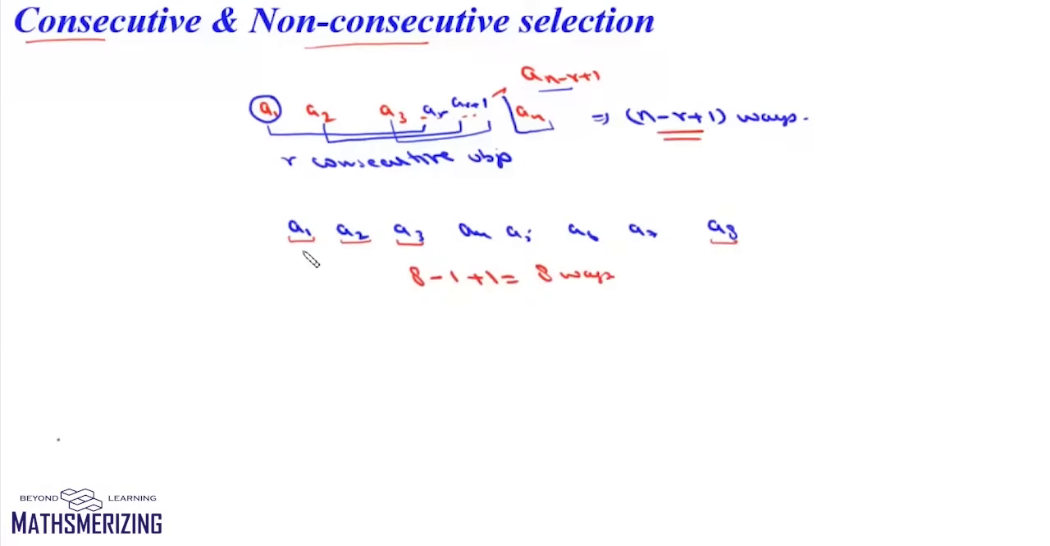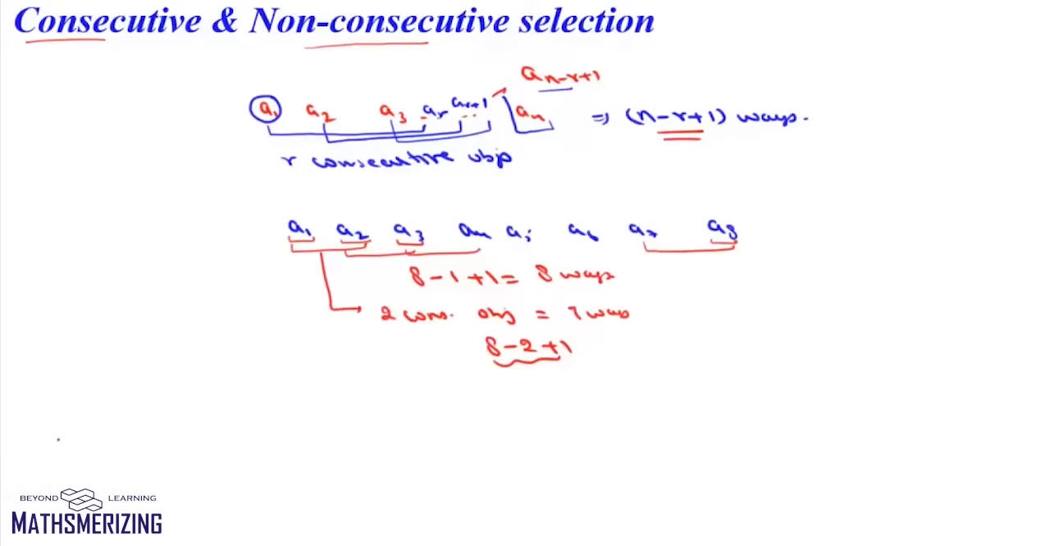Now what about two consecutive objects? A1 A2, A2 A3, A3 A4 and finally A7 and A8. So it starts with A1 and it ends at A7. So two consecutive objects can be selected in 7 ways, which again is 8 minus 2 plus 1. So if we have n objects arranged in a row and we have to select r consecutive objects, then it can be done in n minus r plus 1 ways.